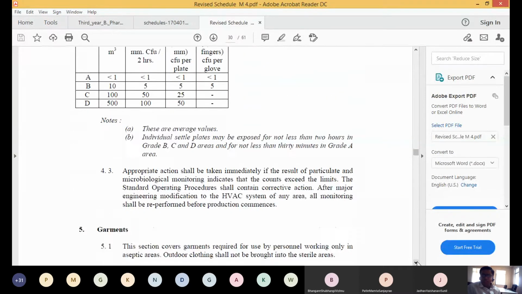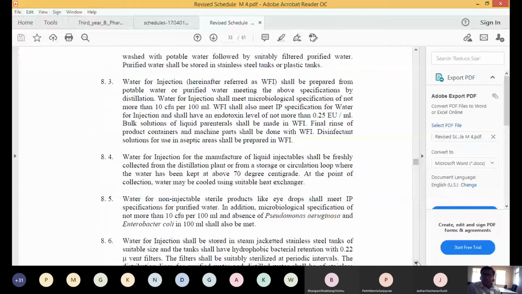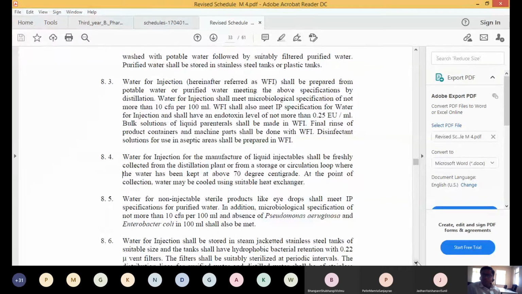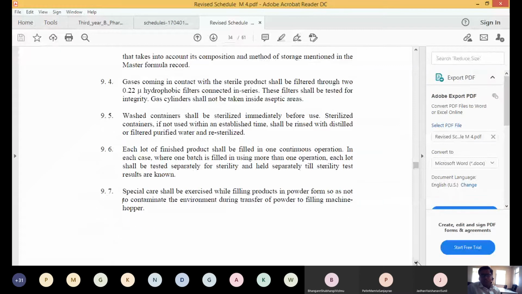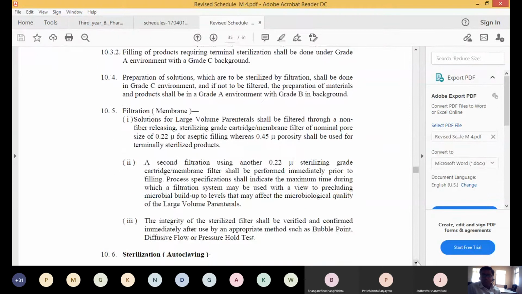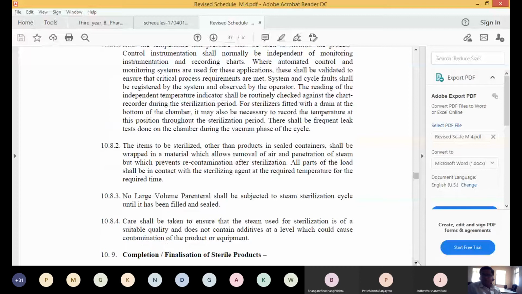There is a gazetted notification for Schedule M. As we have discussed earlier, there are three types of Schedule M: Schedule M1, Schedule M2, Schedule M3. Manufacturing process, water system, for each and every type of product, for each and every class of formulation. Form fill seal technology or blow fill seal technology, how to seal the sterile product, that technology is mentioned in Schedule M itself. So I already told you.